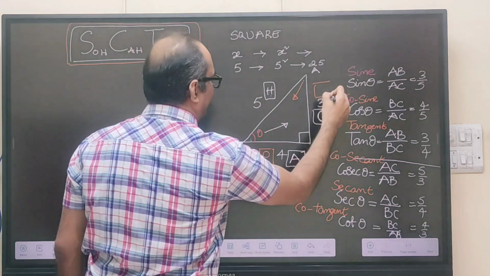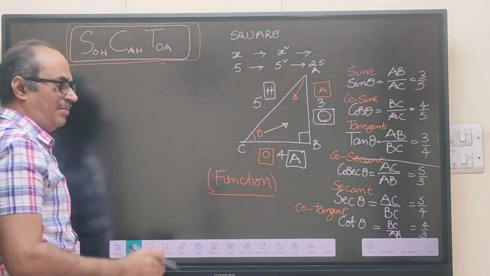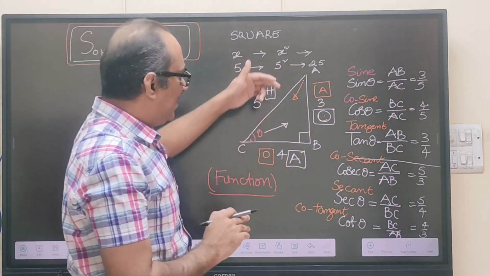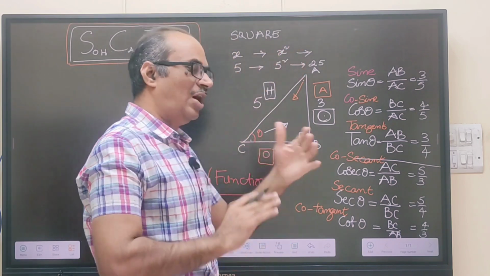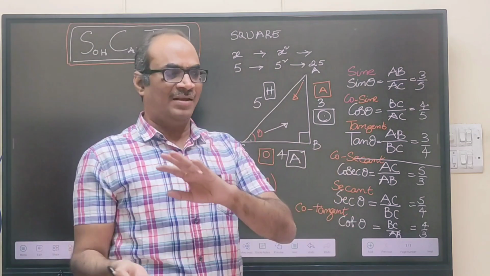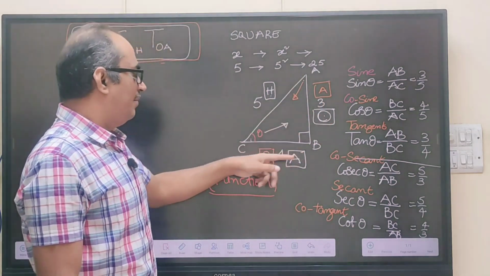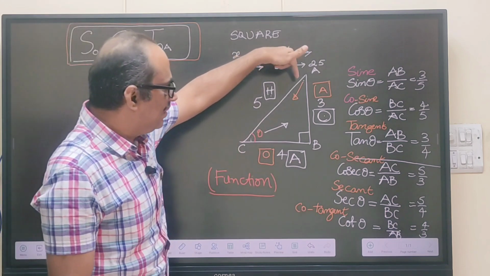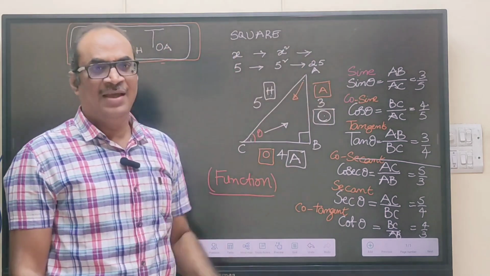My adjacent will be this side and the hypotenuse will remain the same. So you can understand that whenever you are switching from one vertex to another vertex, the opposite and the adjacent sides are switching. Because when I am looking from here, my opposite is AB, my adjacent is BC. But if I am looking from A, my opposite is BC and my adjacent is AB.